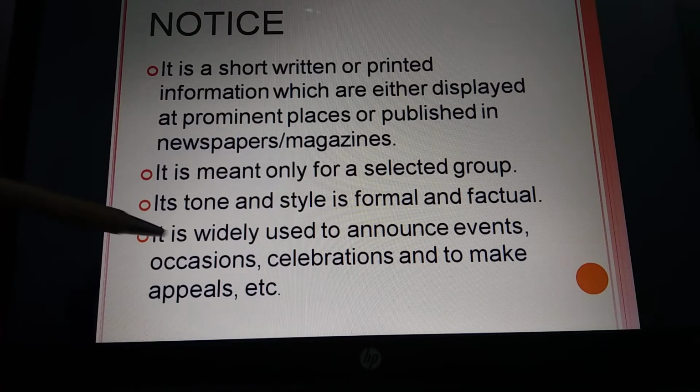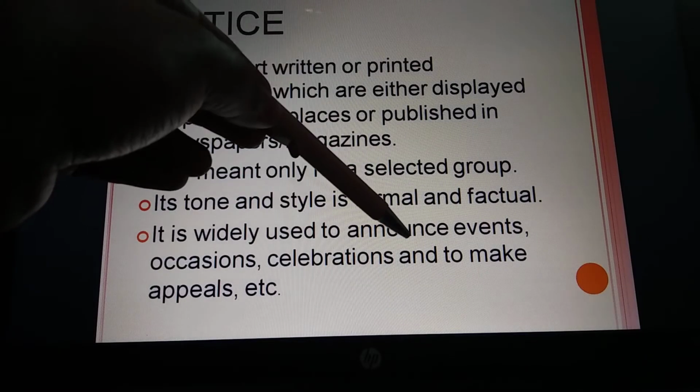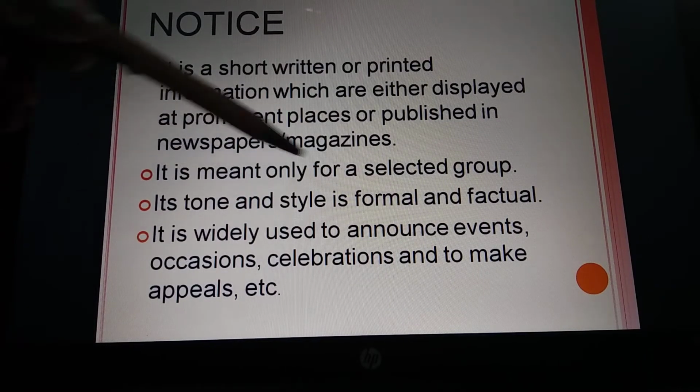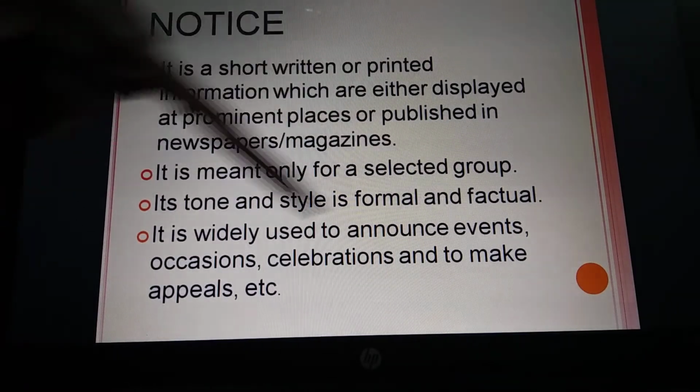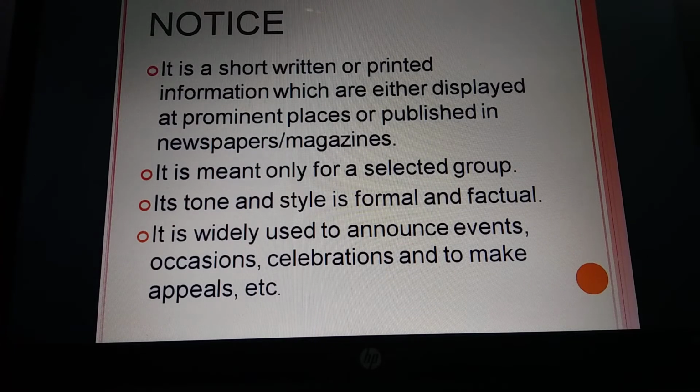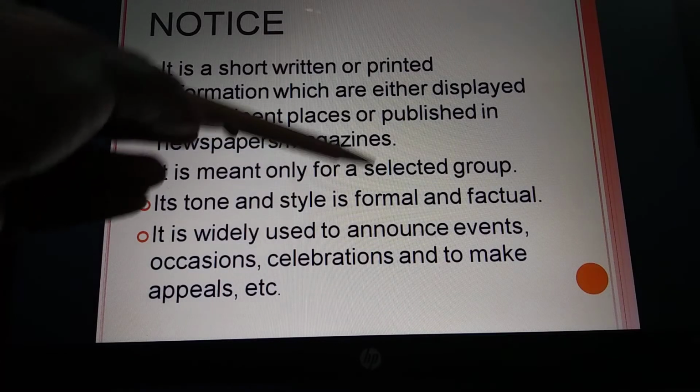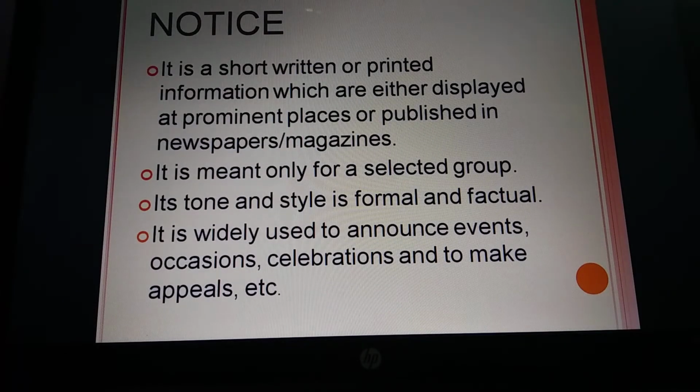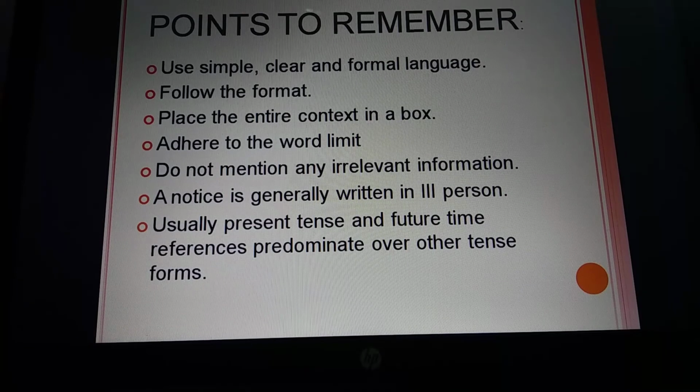Next, what is the purpose of writing a notice? It is widely used to announce events, occasions, celebrations, and to make appeals. So, you can say that a notice is a short, formal, written, or printed information which is meant for a selected group. Now, let's see some points which you must take into account when you are writing a notice.